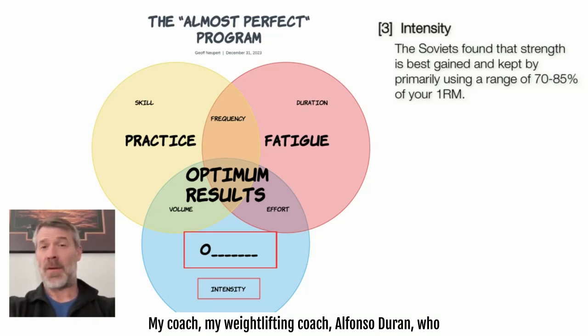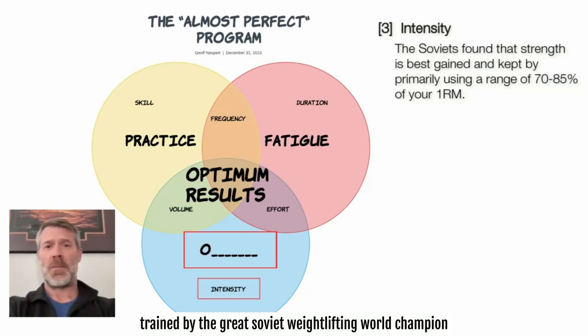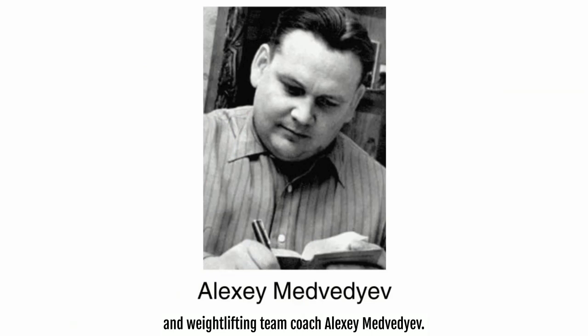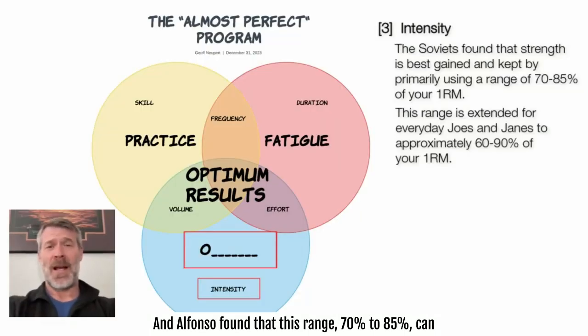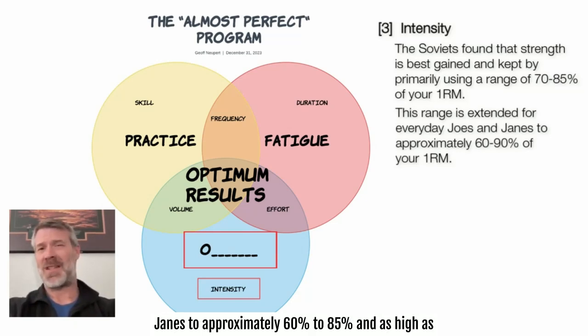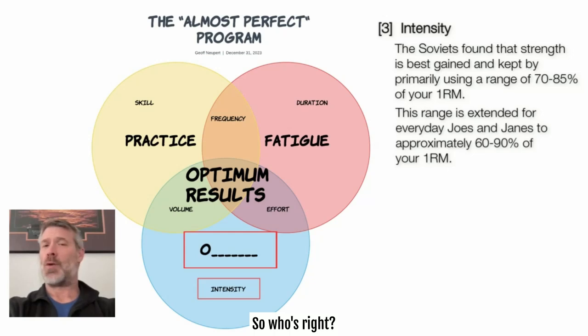My weightlifting coach, Alfonso Duran, who is on the Cuban weightlifting team, was also trained by the great Soviet weightlifting world champion and weightlifting team coach, Alexei Medvedev. And Alfonso found that this range, 70 to 85%, can actually be extended and is extended for everyday Joes and Janes to approximately 60 to 85% and as high as 90% of your 1RM, depending on who you are. So who's right? The answer is yes, both are right.